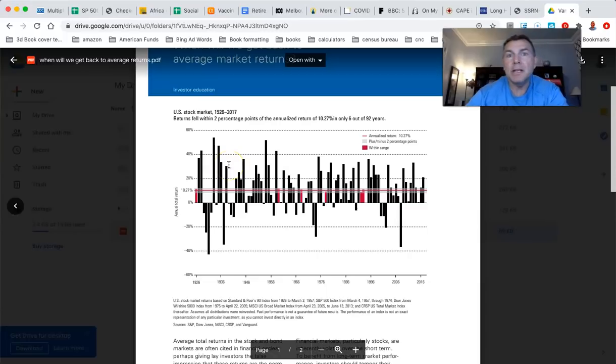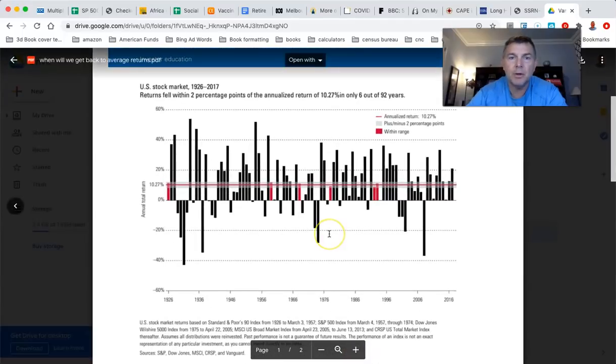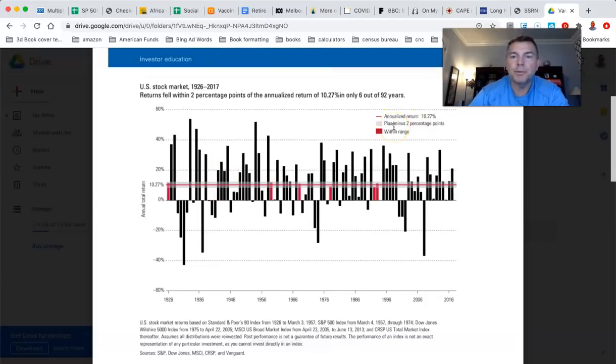Now you can say on any given year, the average return has been 10.27 going back to 2017. This is from Vanguard, and they do the same thing every year. It's always the same thing. The annualized return is 10.27. That is the average on any given year. You can see plus or minus 2 percentage points.